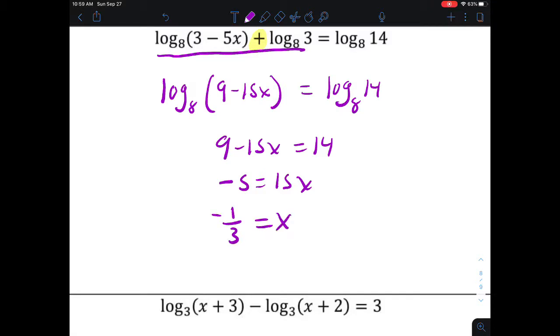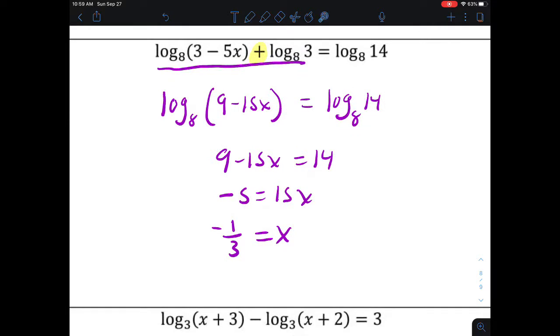1/3 negative would be x. And I do a quick check. I want to make sure that it's not going to make the inside of the log that has the x 0 or negative. If I put in negative 1/3 here times negative 5 and then put it with the 3, inside bigger than 0, so there's my answer.